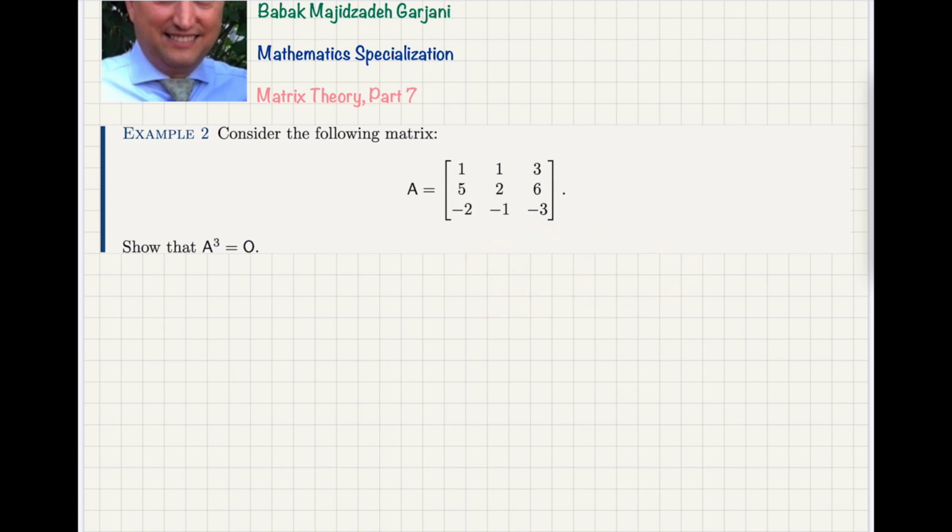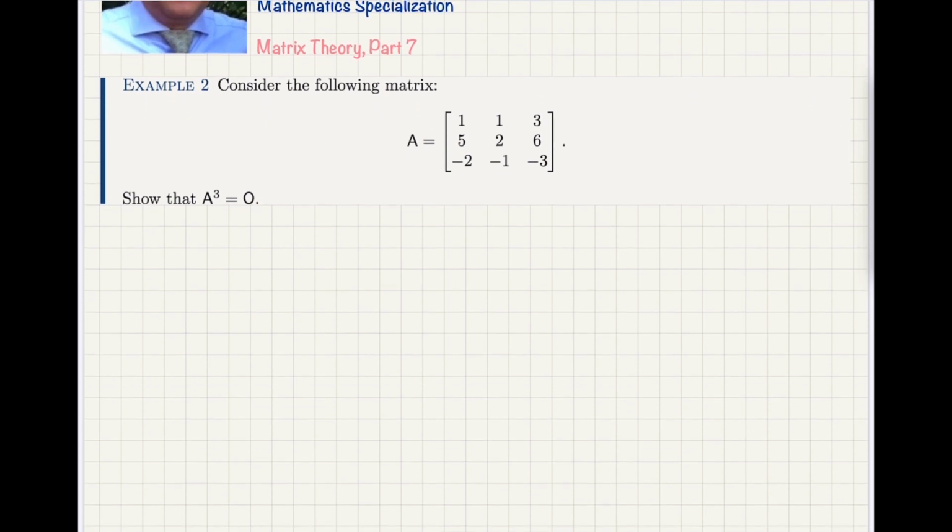So what I have to do, I have to calculate A to the 3. These are very simple, but you need to do them patiently. So for A to the 3, I will calculate A to the 2 first. So it means that I have to multiply A by itself. Then it means that I multiply 1, 1, 3, 5, 2, 6, minus 2, minus 1, minus 3 by itself. Yes?